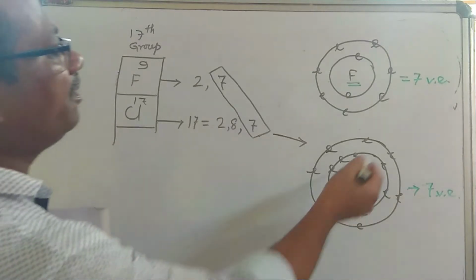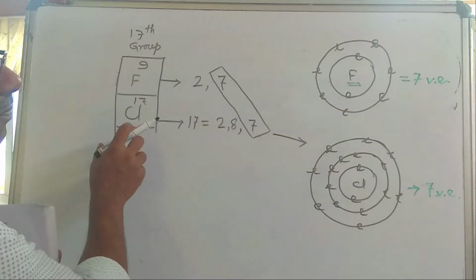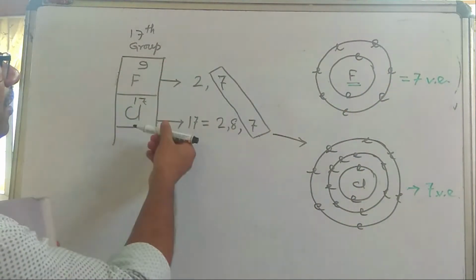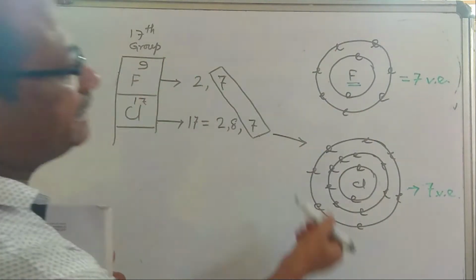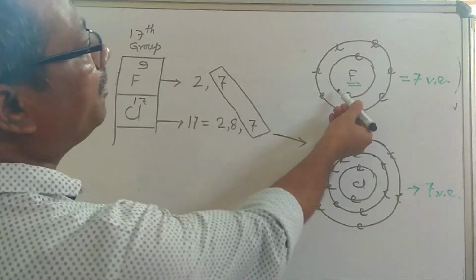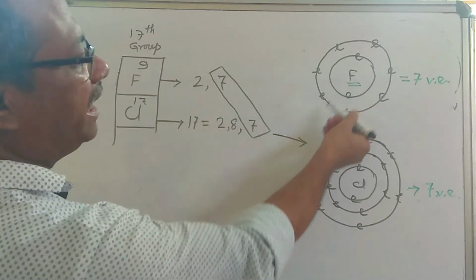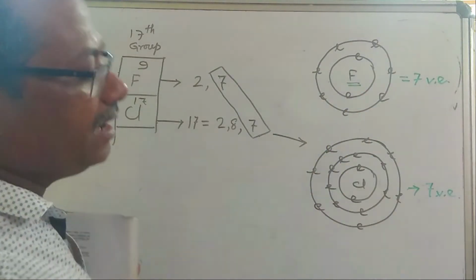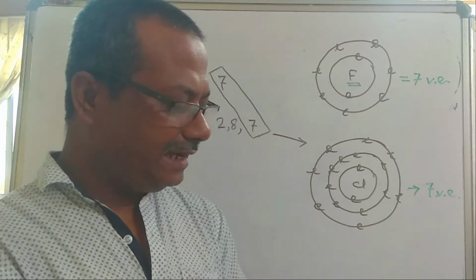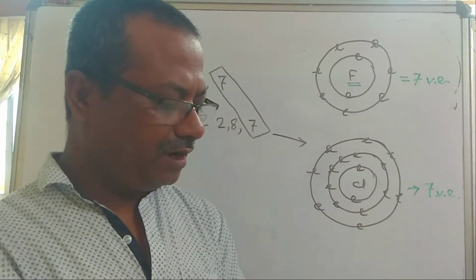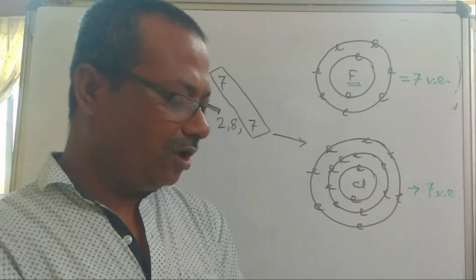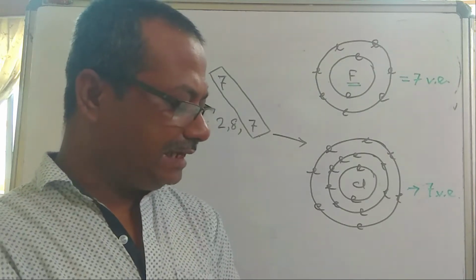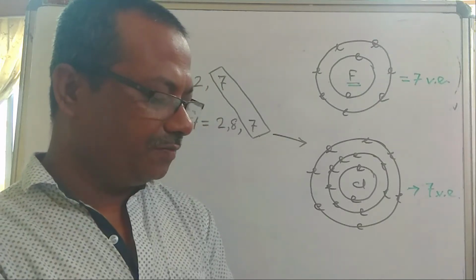The number of valence electrons is the same in the same group, but from top to bottom, when it moves downward, the number of shells increases. Here in case of fluorine, there were 2 shells, here there are 3 shells. Hence, we can say that groups in a periodic table signify an identical outer shell electronic configuration. On the other hand, the number of shells increases as we go down the groups. So, you note it down.